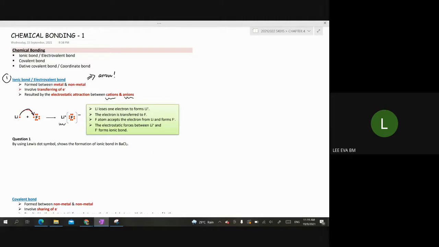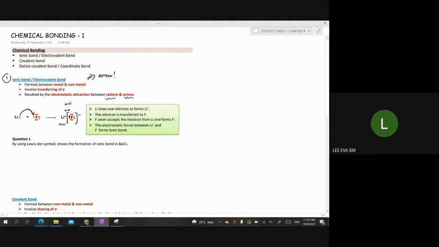Fluorine accepts one more electron. The black dot is the electron accepted from the lithium atom. Now it has achieved the octet configuration, forming F minus. Make sure that when an ion accepts an electron or has valence electrons, you put a square bracket around it to accommodate the ion, and put the negative charge outside. The force, or bond, between Li positive and F negative is your ionic bond.